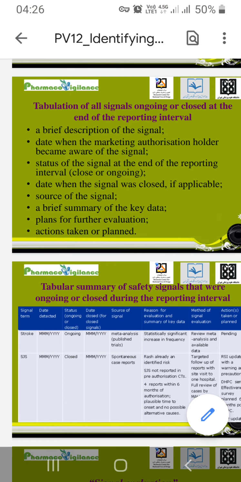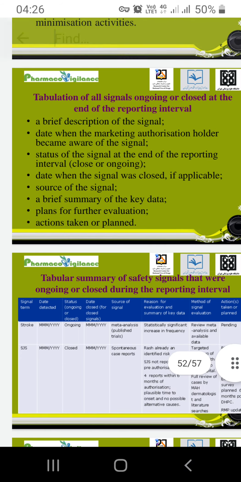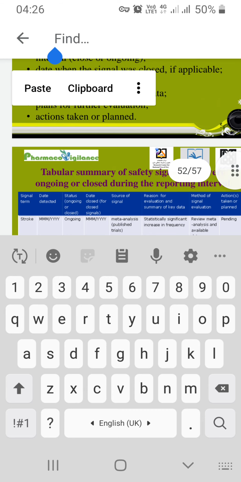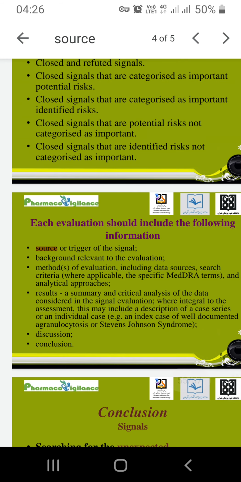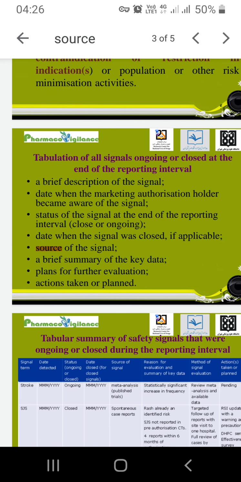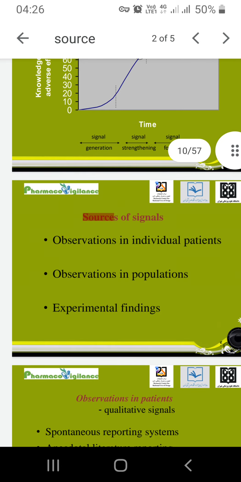Okay, see this here, the source. Actually we have different sources. The source of the signal may be an observation in individual patients, or an observation in a population, or an experimental finding.